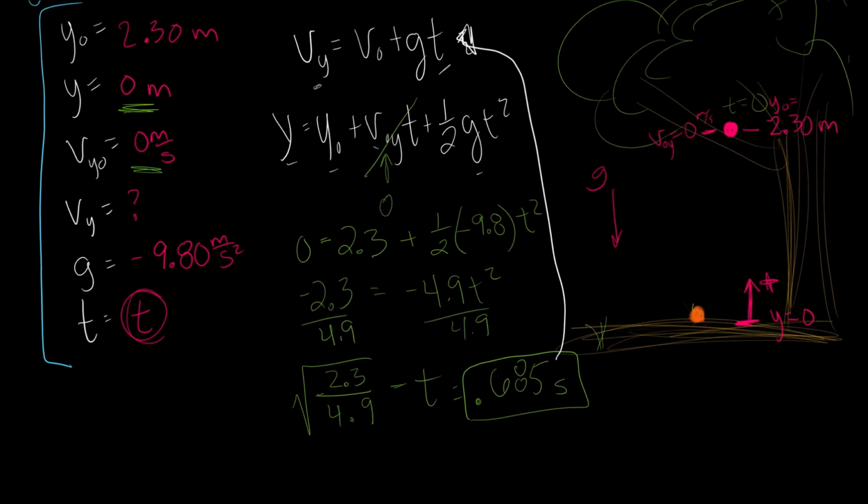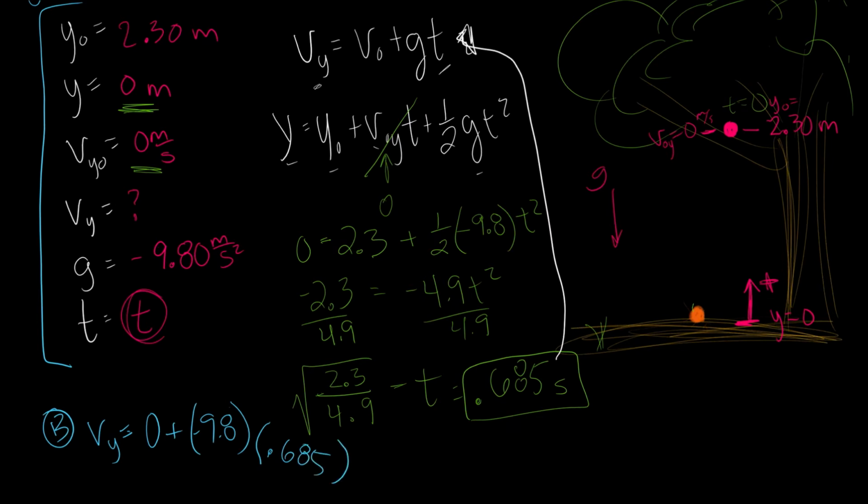So let's write down our equation. Okay, so now this is for part B. We have velocity in the y, which is what we're trying to solve for, equals, well, our v naught was 0 plus negative 9.8 times, we're going to go downhill here, 0.685.